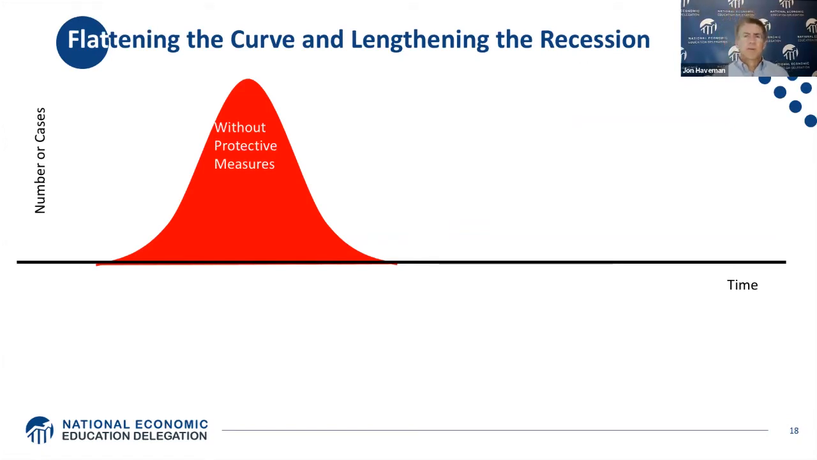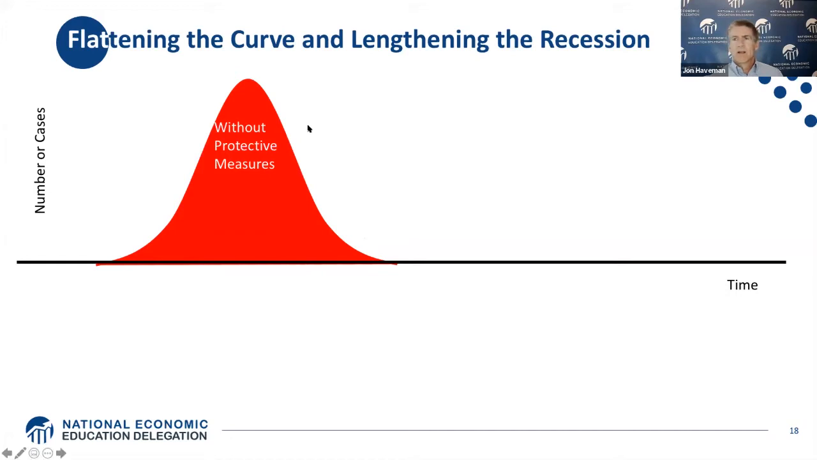All right, first I want to talk a little bit about the social policy. When I talk to a lot of people, there's a misperception about why we're sheltering in place and social distancing. Folks think that that's going to get us through this more quickly, when in fact the opposite is true. If we didn't have any protective measures, this red bar is probably what we would experience. The number of cases ramps up really quickly, peaks at a pretty high level, and then because we've all had it or we've got herd immunity, it comes down pretty rapidly and it's over.